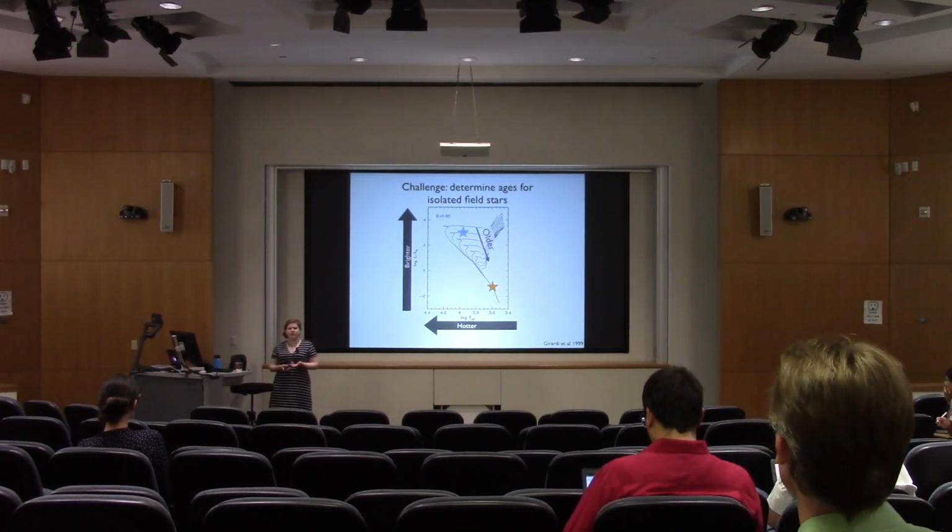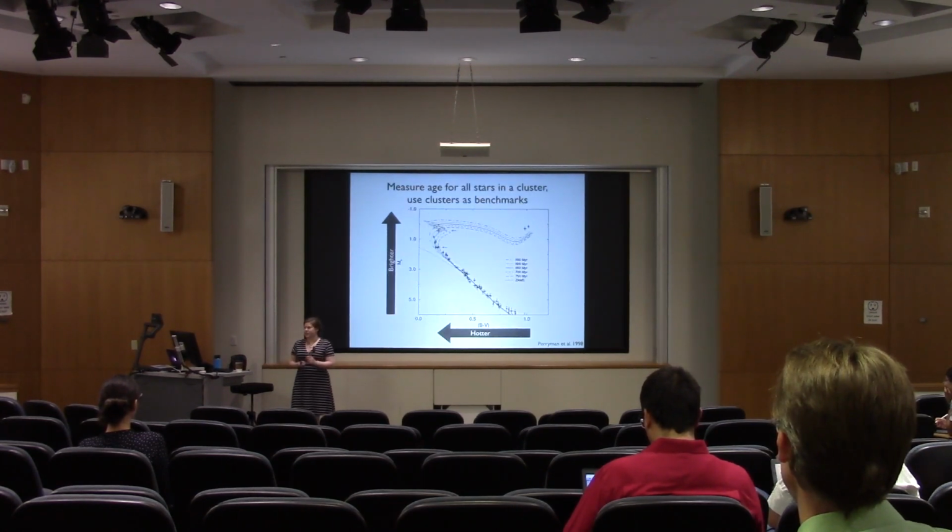For something like a solar mass star or a K-dwarf, these things basically don't evolve while they're sitting on the main sequence. They stay at the same temperature and the same luminosity for billions of years, maybe more than 10 billion years. Definitely more than 10 billion years. So how do we determine how old these stars are?